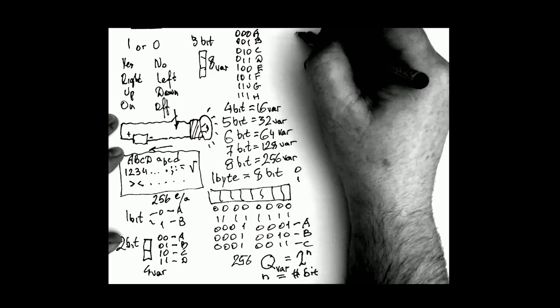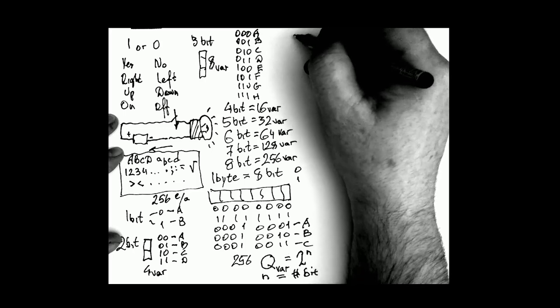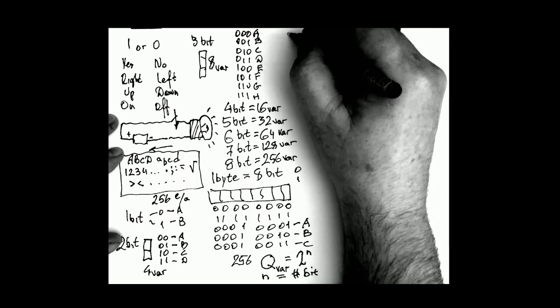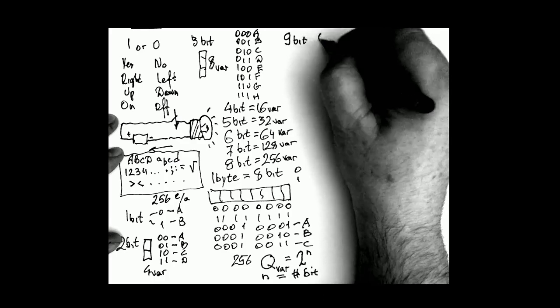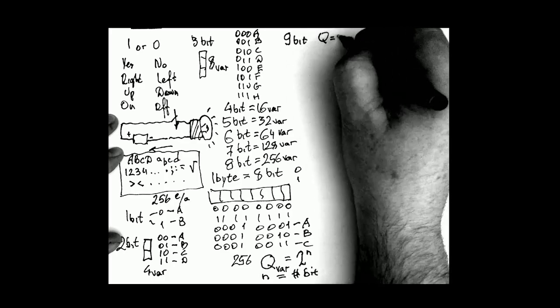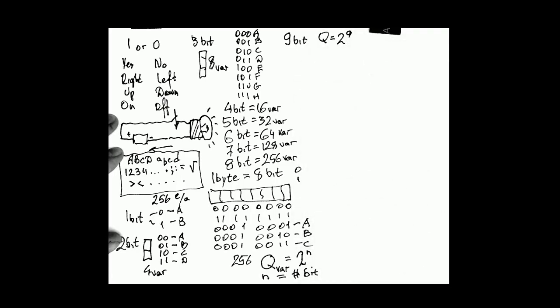The formula is like this: Q, number of variations, is equal to 2 in the power of n, where n is equal to number of bit. Typical question: if I have not 1 byte but some kind of set of binary digits which is 9 bit, how many variations it will be? It's not difficult to calculate. Q for 9 bit will be 2 in the power of 9. If you take calculation, that will be 512.